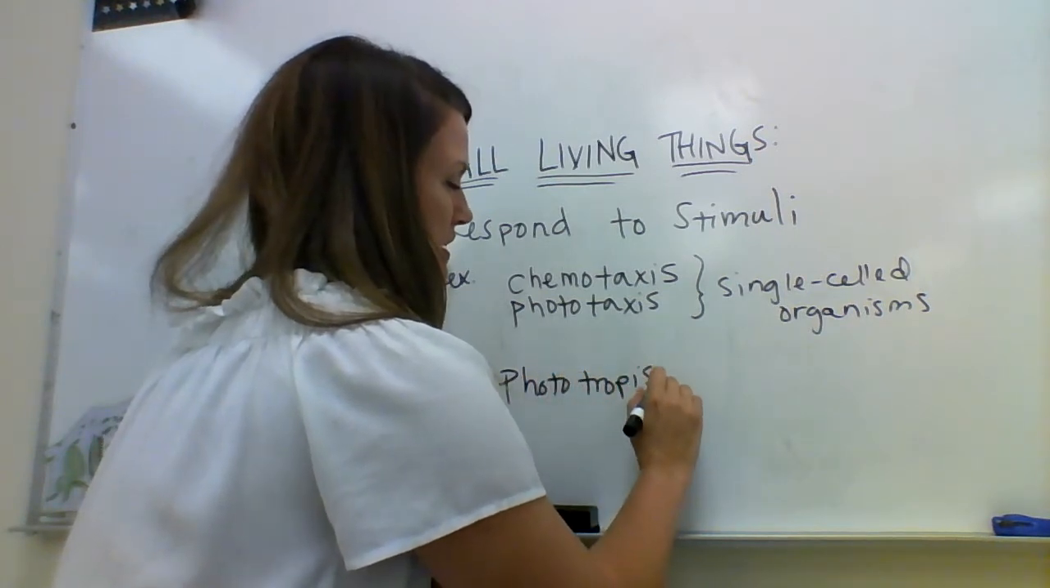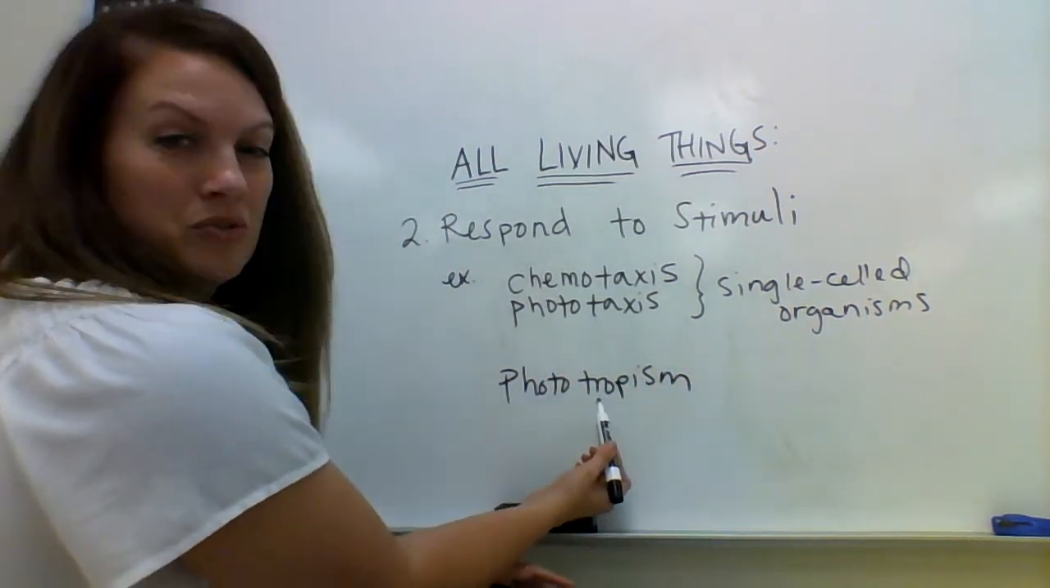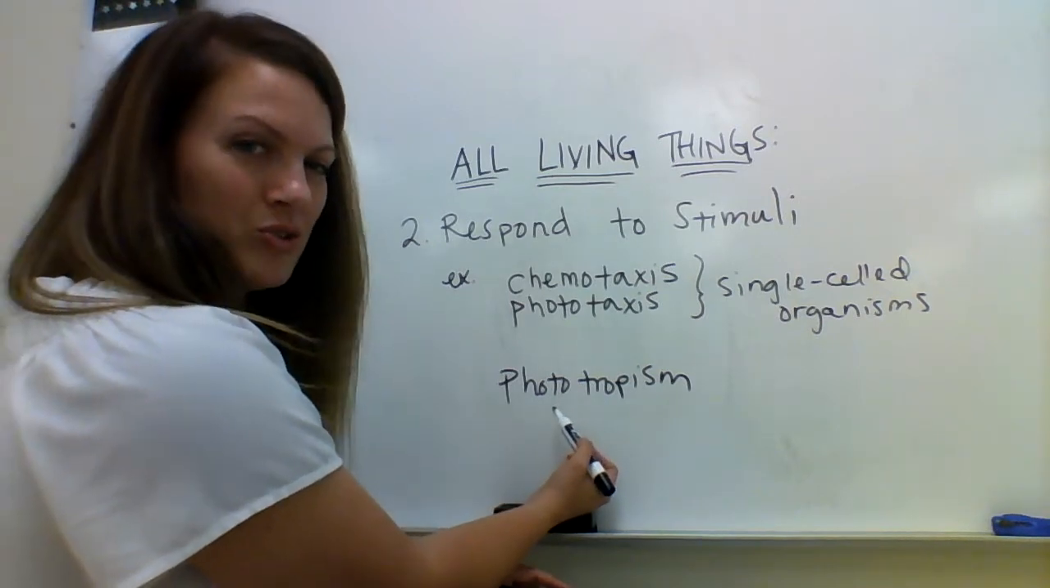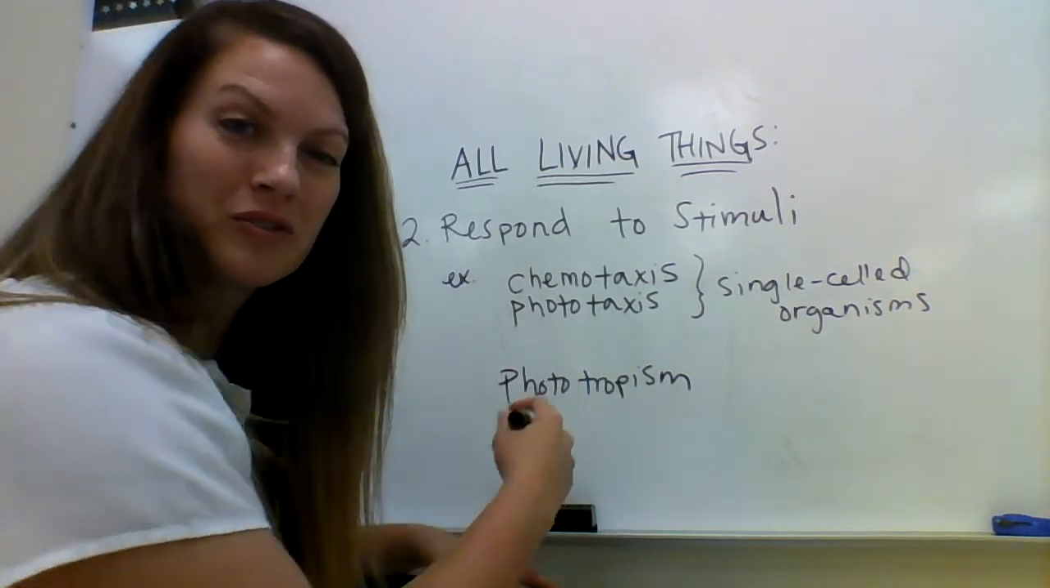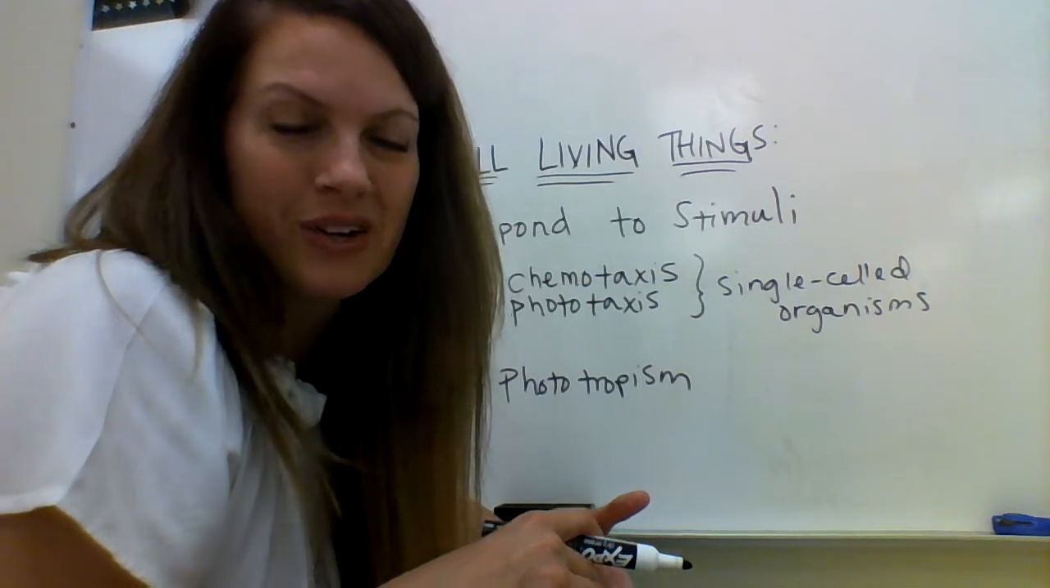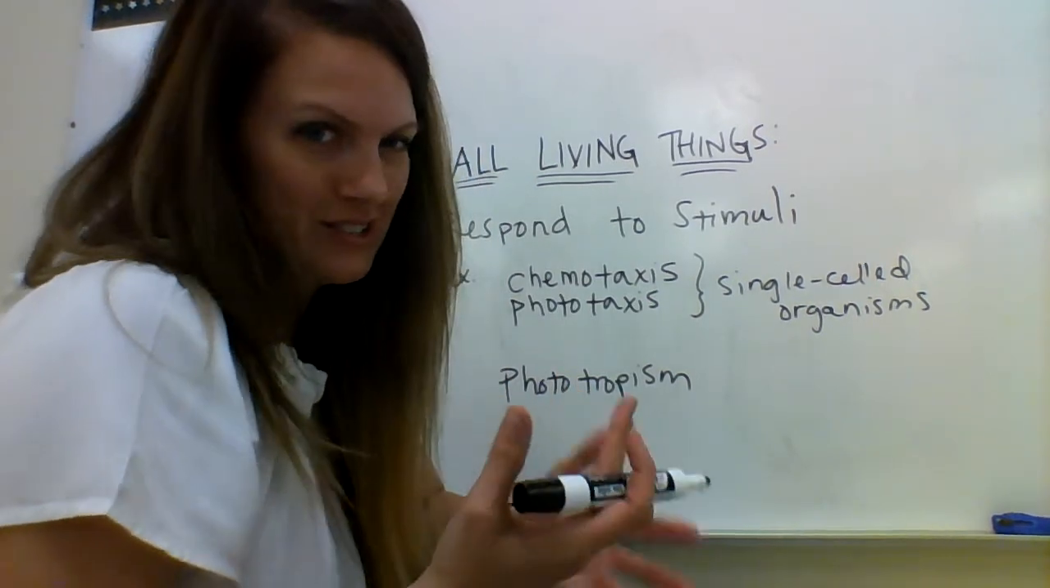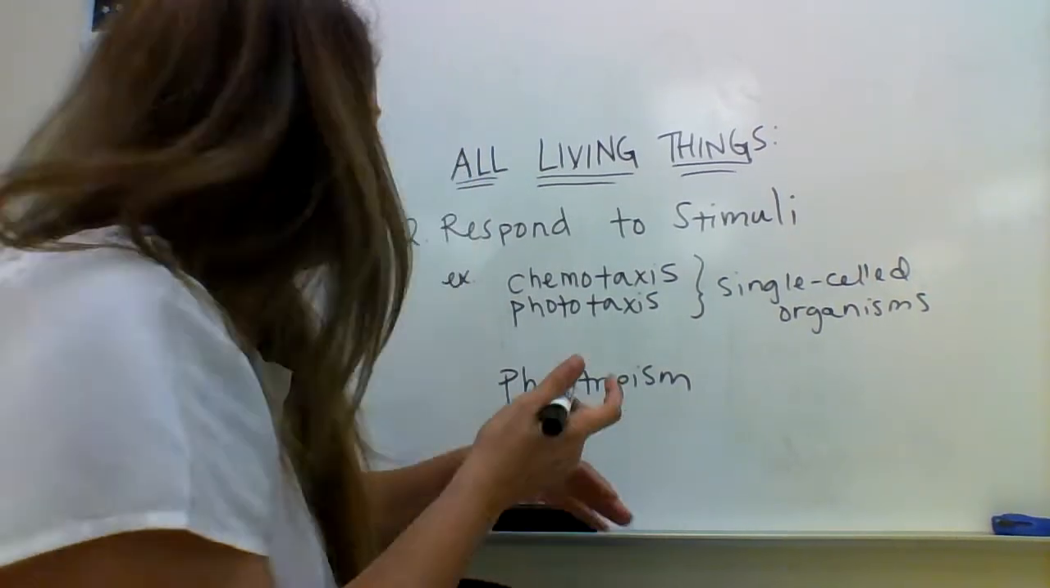Phototropism is when plants move in response to the light. So plants often turn their leaves or their shoots towards the light so they can get more energy for photosynthesis.